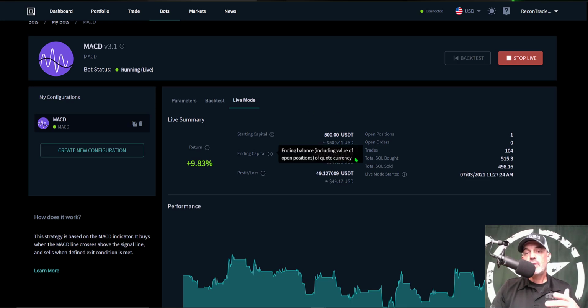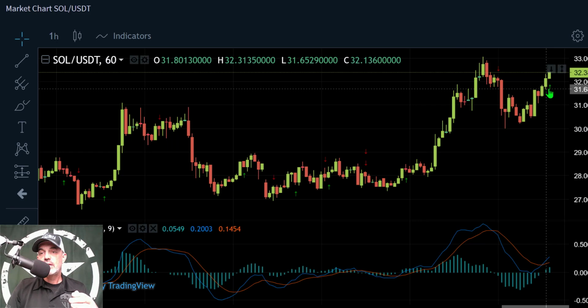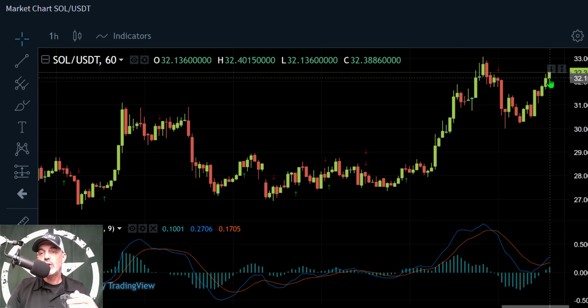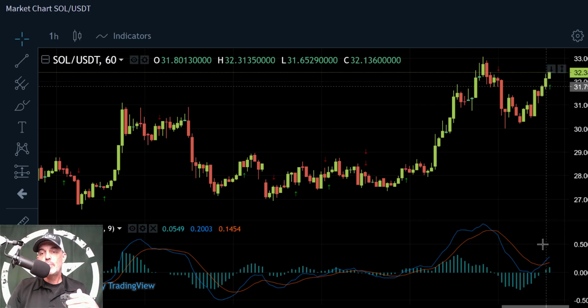Now, during the 1 month period, the bot has executed 104 trades, and it just recently opened a new position. So if we scroll down, you can see a tiny little green arrow on this candle here, and so it just opened a new position.